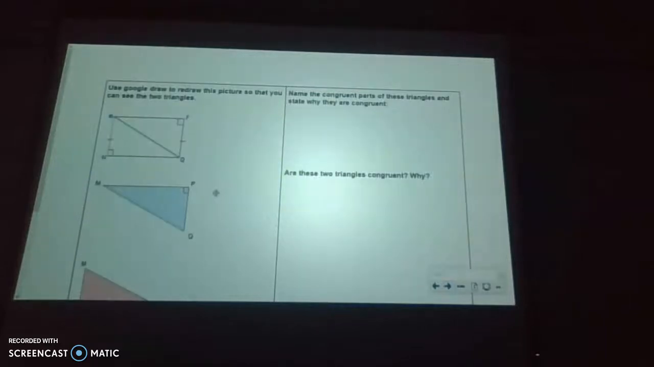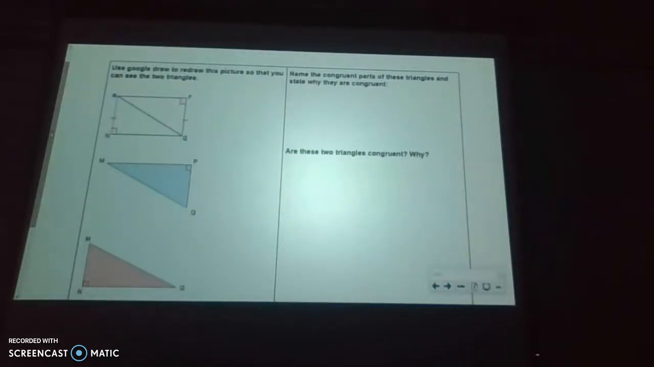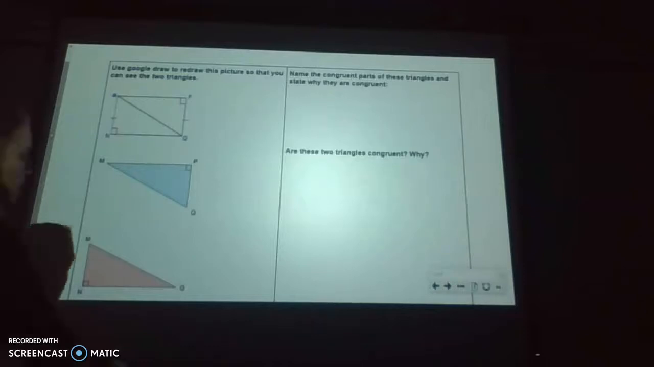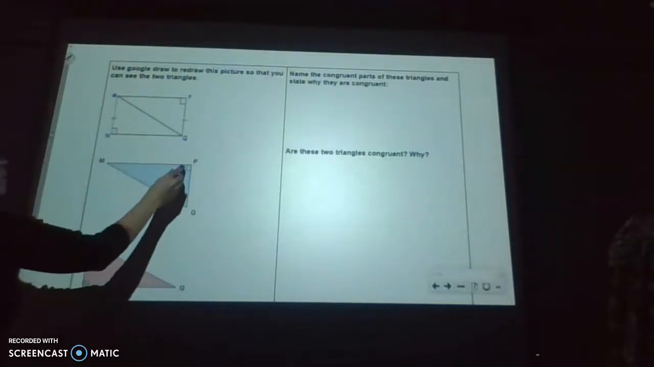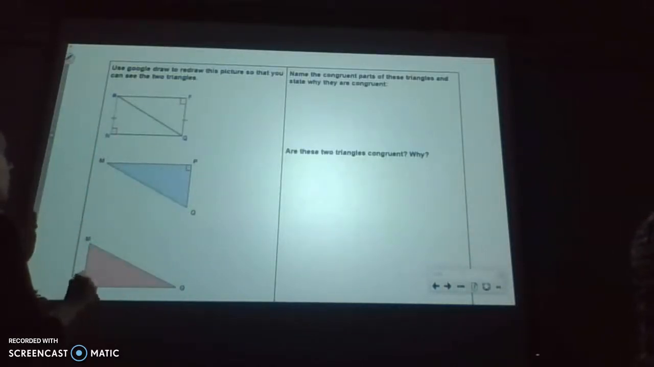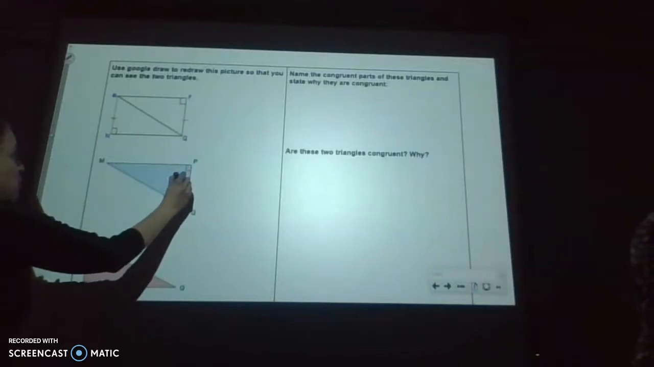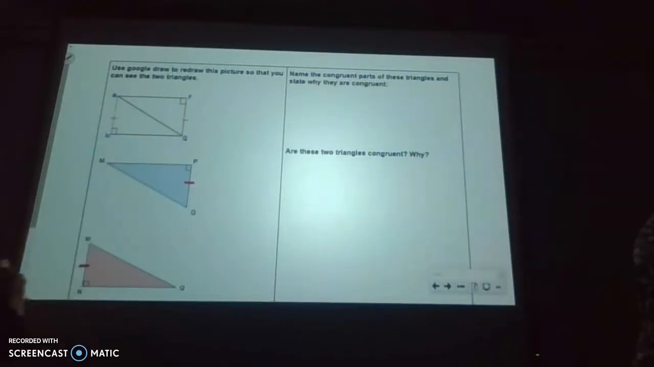Next, let's try another one. Here we separated the triangles. Oh, you did it for them, Miss Cintron. That's so nice. I did, yeah, but I didn't mark them. Okay. Just the right angles are marked. So I would want to make sure to have PQ marked with MN, right? Exactly. Okay. So let's name the congruent parts.